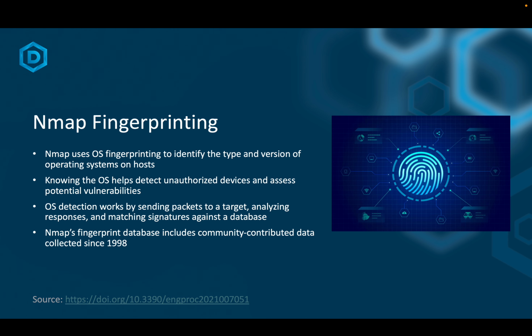So now a little bit about the Nmap fingerprinting capabilities. Nmap uses operating system fingerprinting to identify the type and version of the operating system on the host that it's scanning. Knowing the operating system helps detect unauthorized devices and assess potential vulnerabilities. Operating system detection works by sending packets to a target, analyzing responses, and matching signatures against a database of known operating system signatures. And Nmap's fingerprint database includes community contributed data collected since 1998.